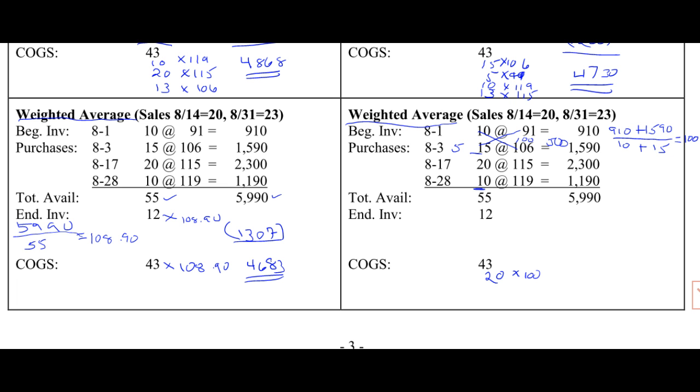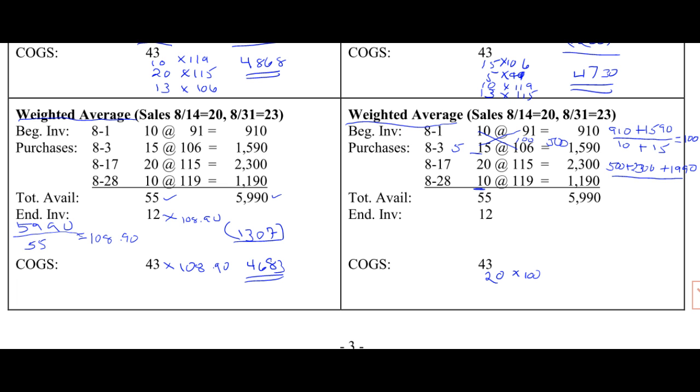Then we have 2 more purchases. 5 at 100, then we have 20 at 115, then 10 at 119. So we have 5 at 100, so we'll put $500 here. And then we have the 2,300 from our second purchase. Need to get that in. And then we have our 1190 from our third purchase. So I'm just calculating how much in total cost I have.